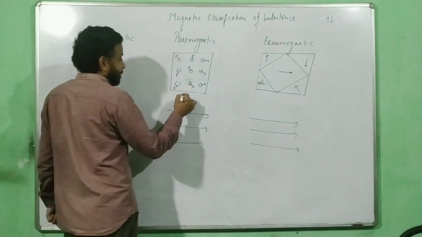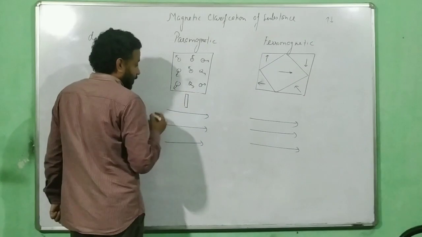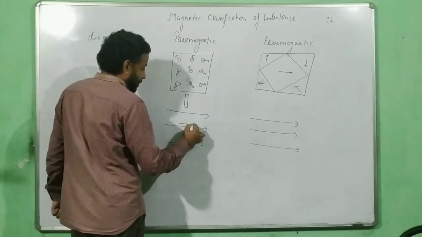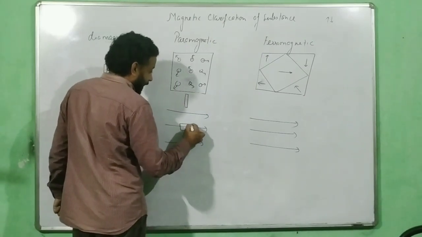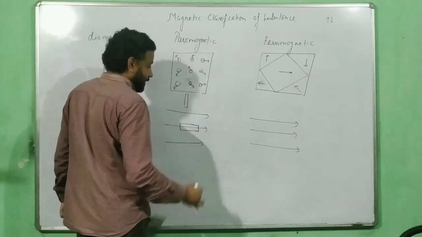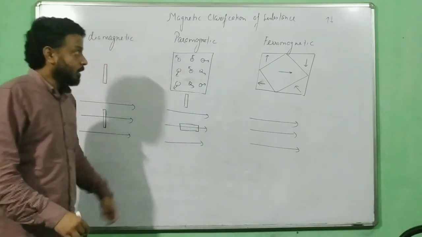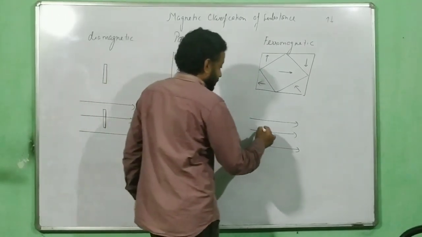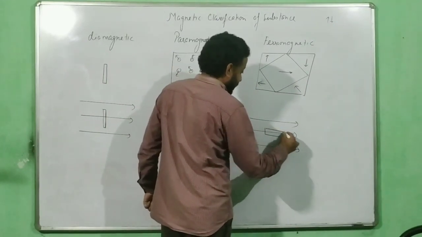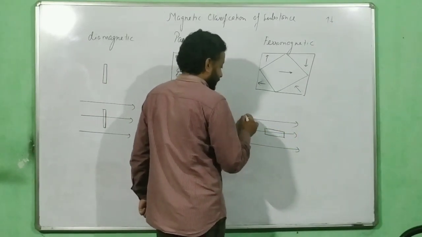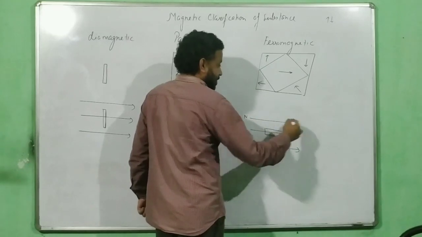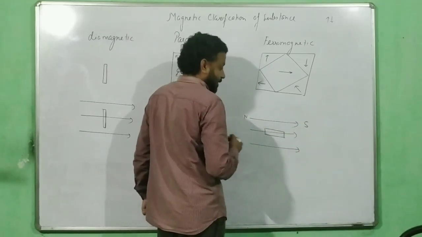Now suppose I have a paramagnetic substance in this shape. What will happen to it? This paramagnetic substance will get aligned in the direction of the magnetic field. Okay? What about a ferromagnetic substance? A ferromagnetic substance will also get aligned in the direction of the magnetic field. So if I consider that this is the north pole of the external magnetic field and this is the south pole of the external magnetic field.